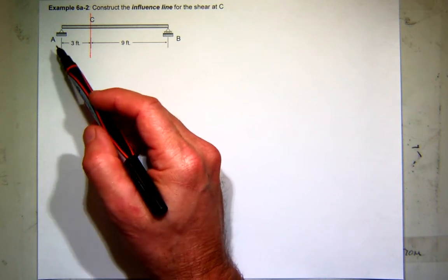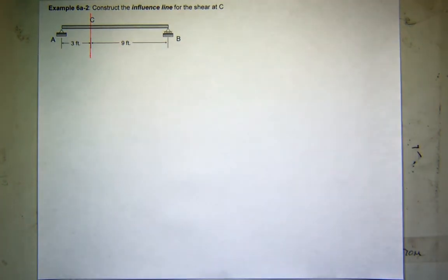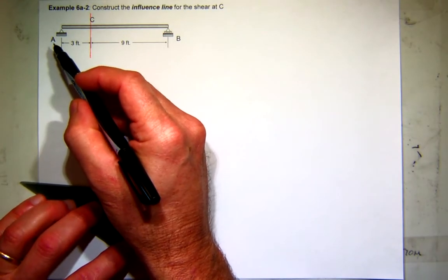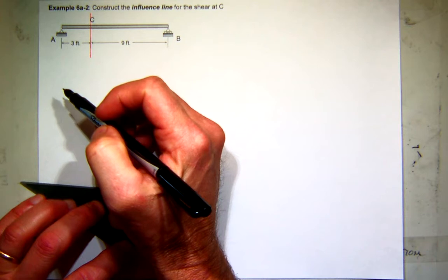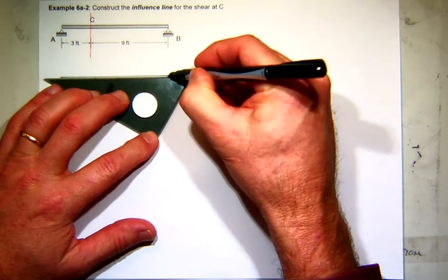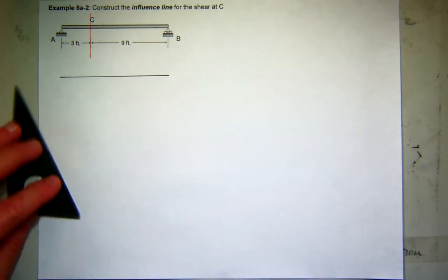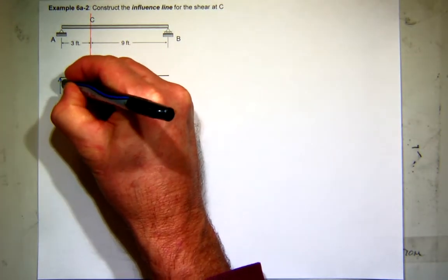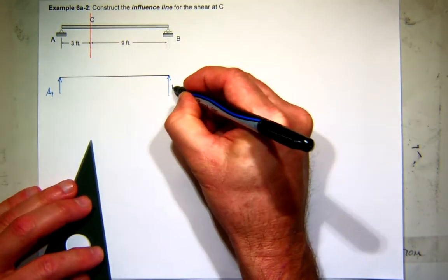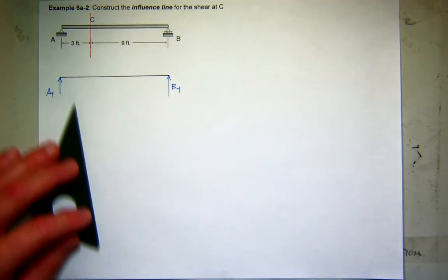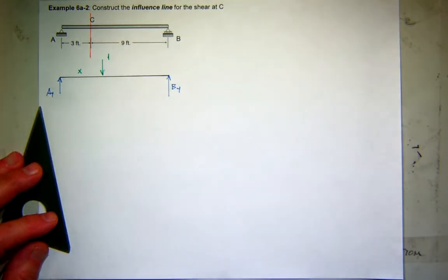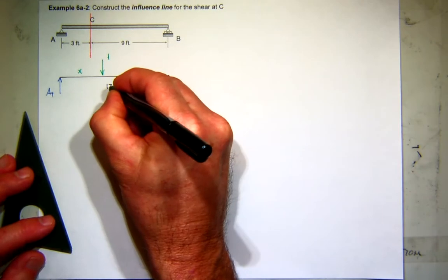Now, if I do that, I need to know what? Reaction at A. So we're going to have to actually find the influence line for the reaction at A first before we can find the influence line for C. So let's do that real quick. So I'll draw the free body diagram for this, and I'll assume that I have AY, BY, and then we'll have our unit load at some distance x, and this whole distance is 12.